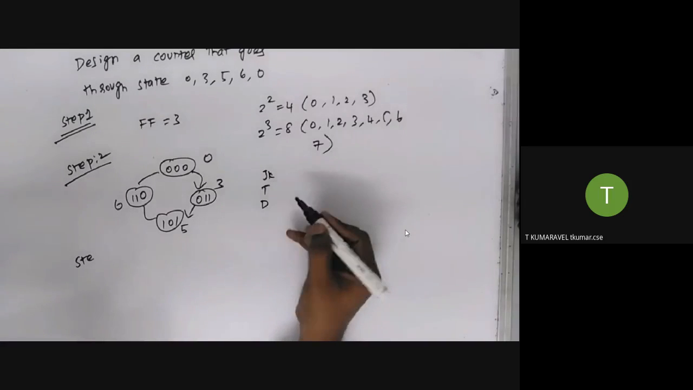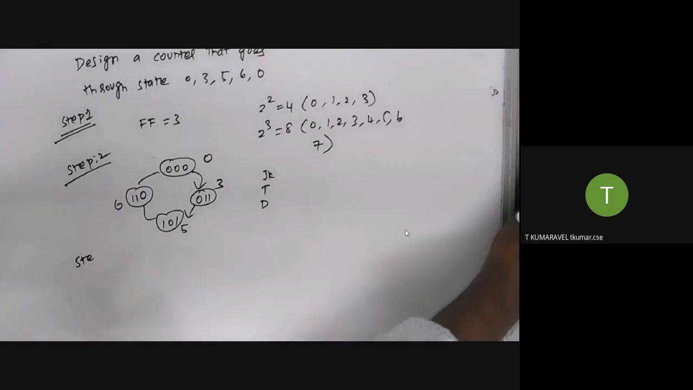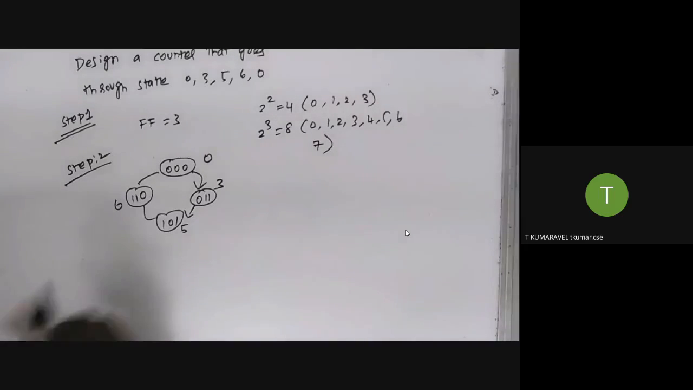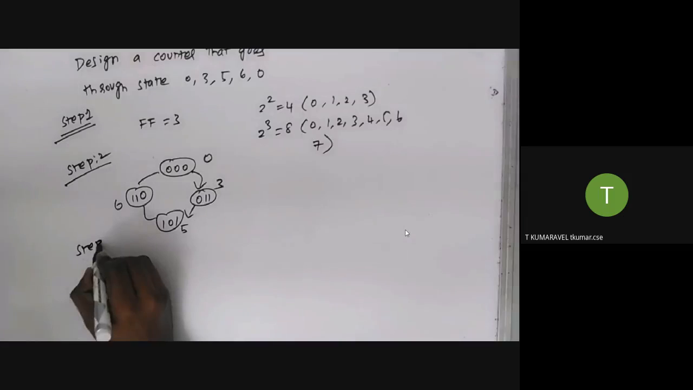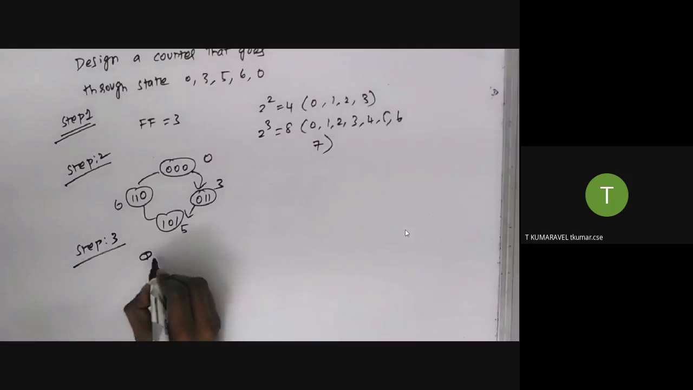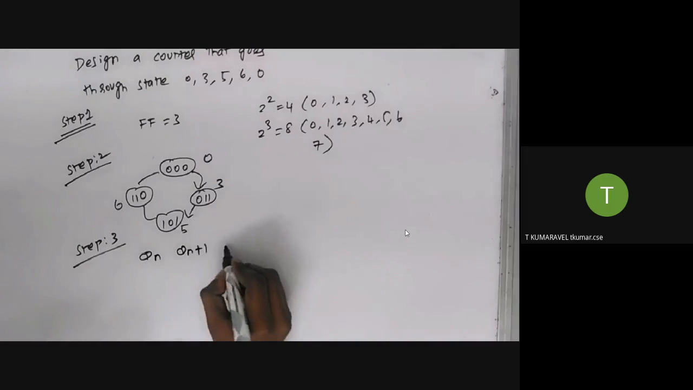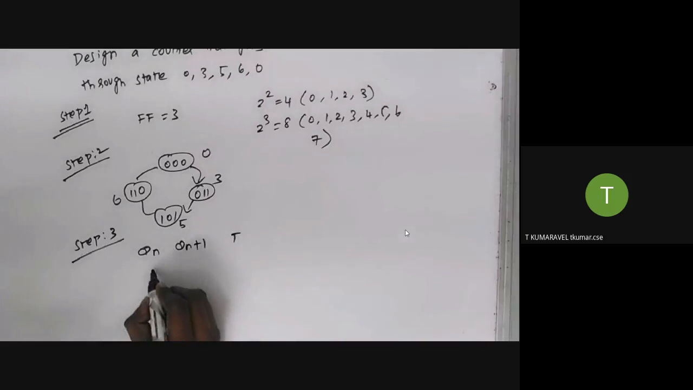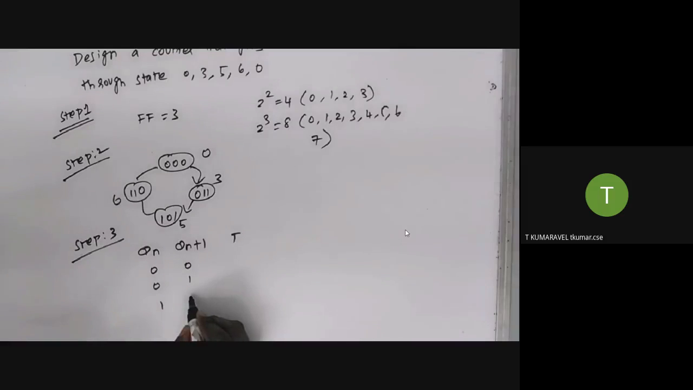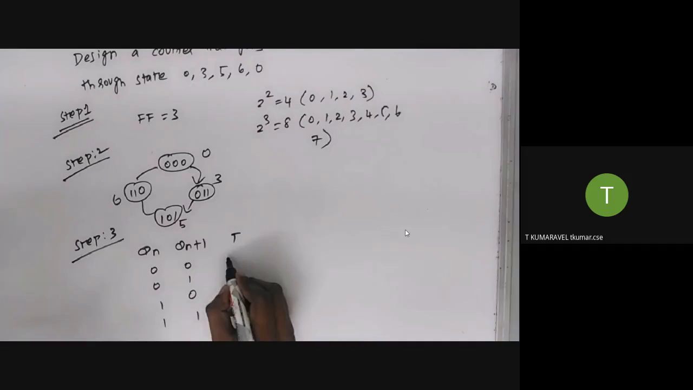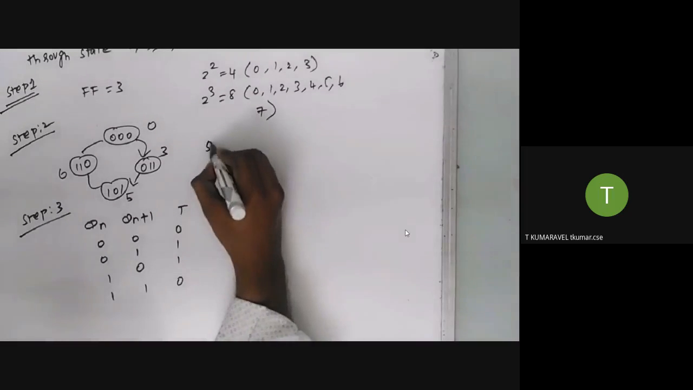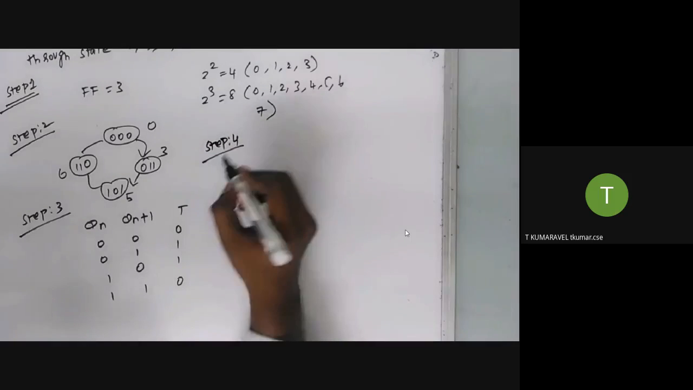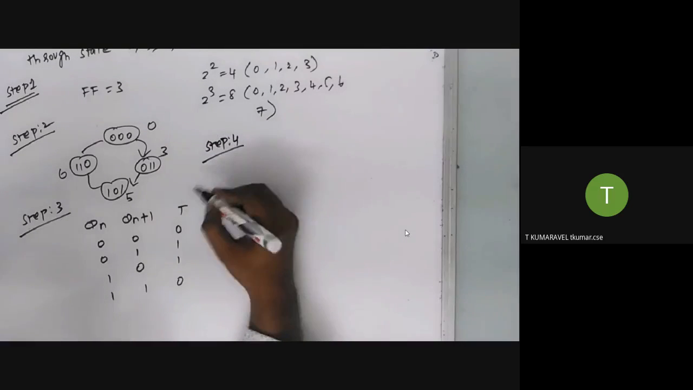For the implementation, you can use any one of the flip-flops. In my problem, I'm going to use the T (toggle) flip-flop. What is the excitation table of the toggle flip-flop? 0 to 0 needs T=0, 0 to 1 needs T=1, 1 to 0 needs T=1, and 1 to 1 needs T=0. This is the excitation table. What is the next thing? You want to minimize the Boolean expression from the excitation table.